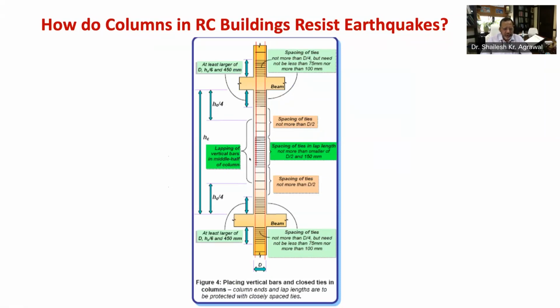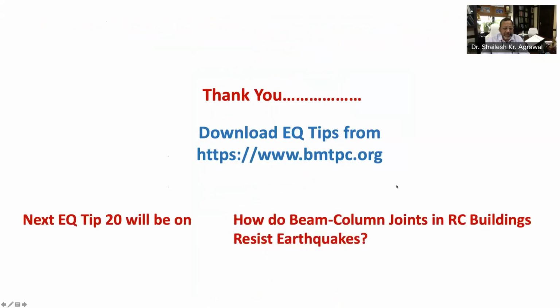As shown in this figure, IS 13920-1993 prescribes that lap length be provided only in the middle half of the column, not near the top and bottom ends. Also, only half the vertical bars in the column are to be lapped at a time in any story. Further, when laps are provided, ties must be provided along the length of lap at a closer spacing, not more than 150 mm. This is all about earthquake tip number 19.